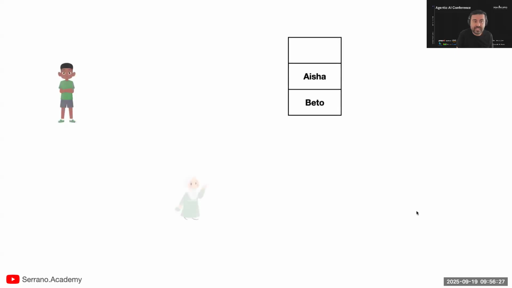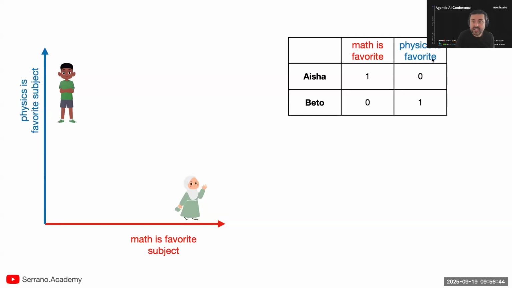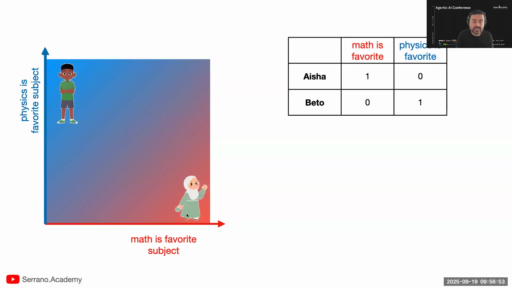Here we have an embedding where we have 2 students. They're very good students, Aisha and Beto. And the embedding tells you what's your favorite subject. It could be math or it could be physics. Turns out that Aisha's favorite subject is math, so she gets a 1 in math and a 0 for physics. And Beto's favorite subject is physics, so he gets a 1 in physics and a 0 in math. And here's where they are in the embedding. 1 for math is your favorite, 1 for physics is your favorite.